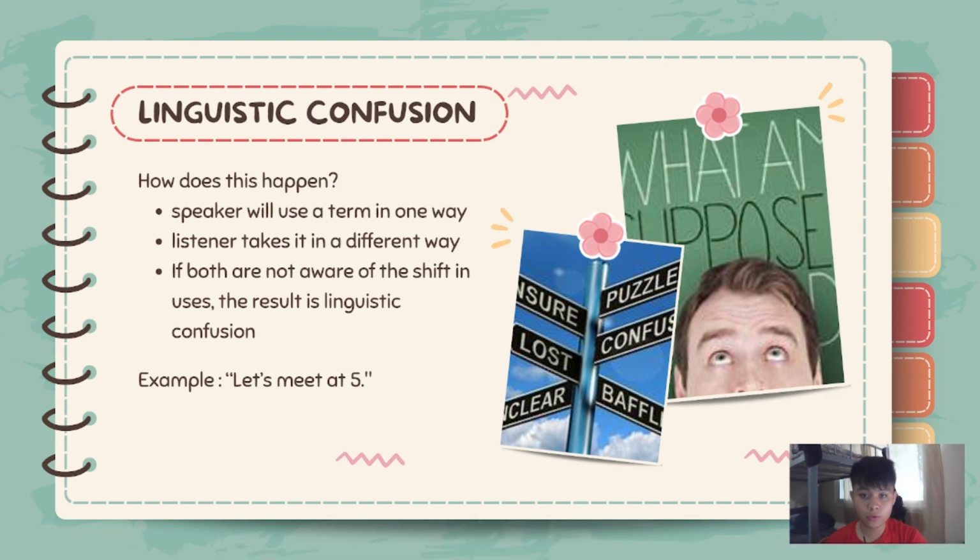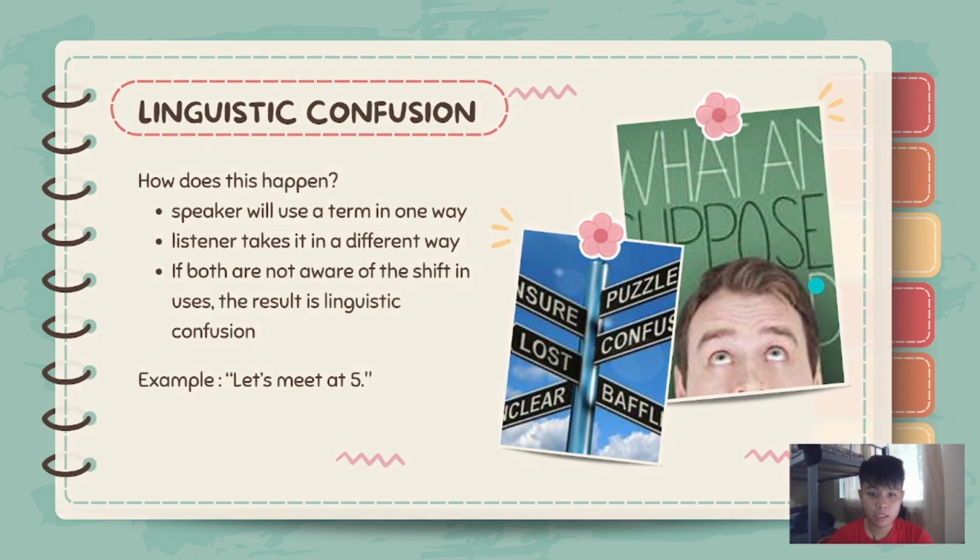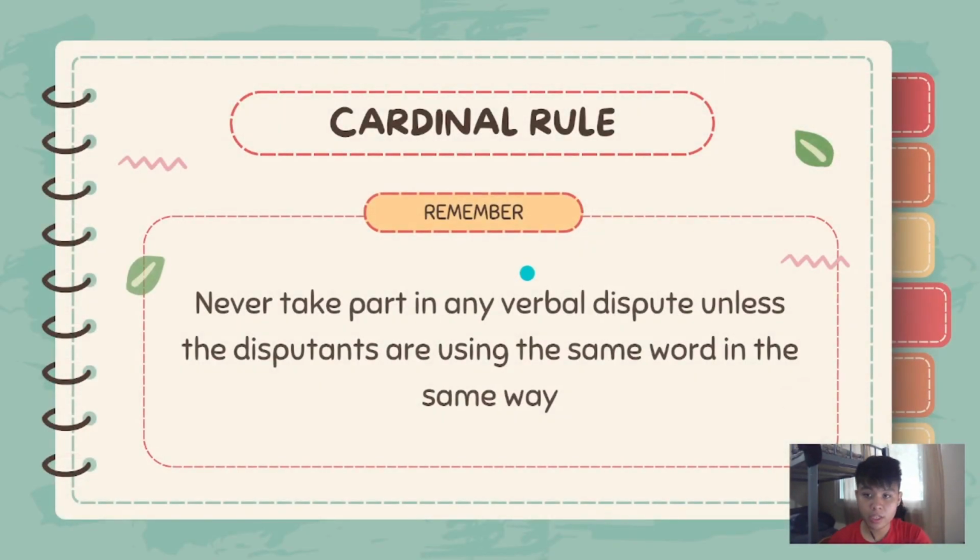So, linguistic confusion occurs when there is a lack of clarity or precision in the use of language, leading to misunderstandings and misinterpretations of communication. It often arises when words or phrases are ambiguous, vague, or used inconsistently. So we must always remember to apply the cardinal rule: never take part in any verbal dispute unless the disputants are using the same word in the same way.